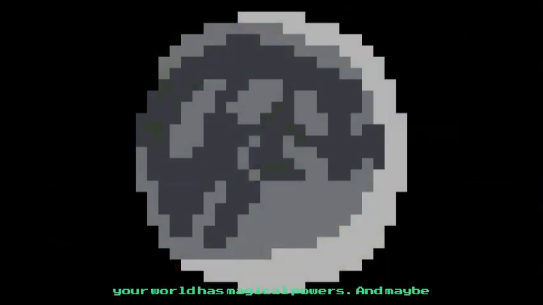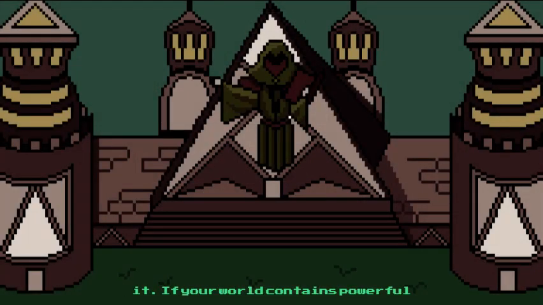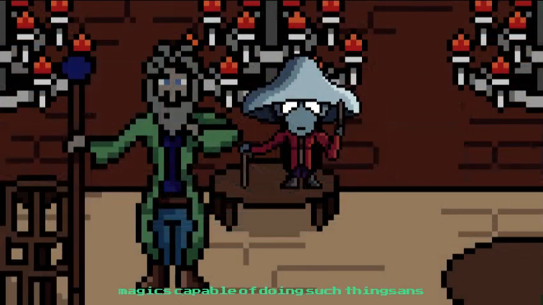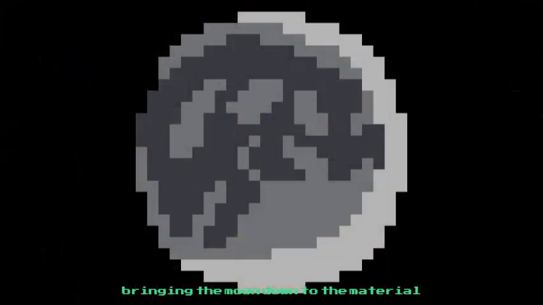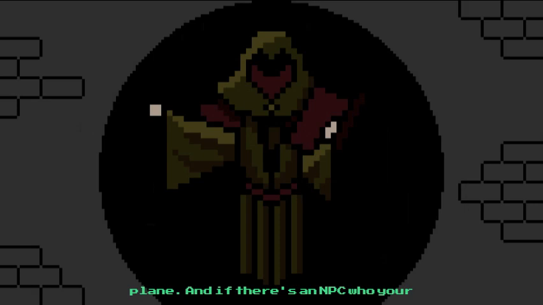Maybe the moon in your world has some kind of magical powers, and maybe there's some kind of cult that worships it. If your world contains powerful magics capable of doing such things as bringing the moon down to the material plane, and if there's an NPC who your players find out about and has potential ties to that moon cult and would certainly stand to gain something from whatever power the moon might provide, then sure, go for it.